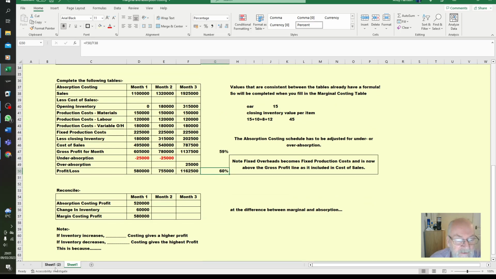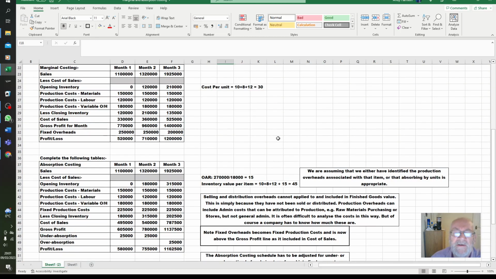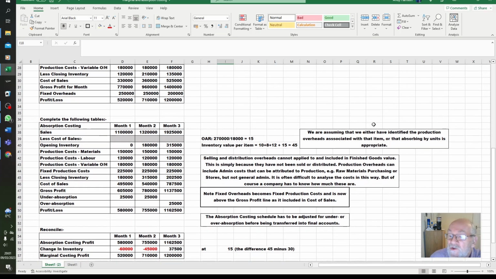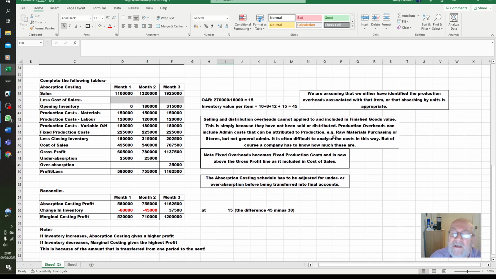So just make sure I've got all the notes in. I made some extra notes down here. That's how we calculated the overhead absorption rate. We're assuming that we've either identified the production overhead associated with this item, whatever they make and sell, or that absorbing by units is appropriate rather than machine hours or labour hours. And I mentioned this earlier, selling and distribution overheads can't be applied because we haven't sold it or distributed it. And then obviously things, the stores, if it's raw materials purchasing, it's an admin cost, but it's actually a production overhead, if you want it to be.